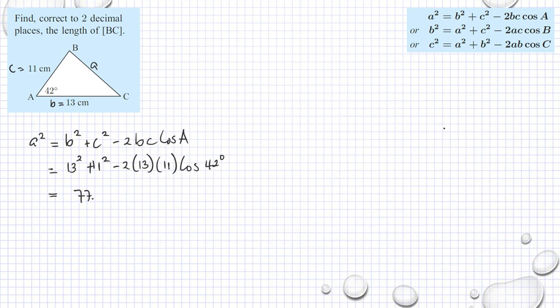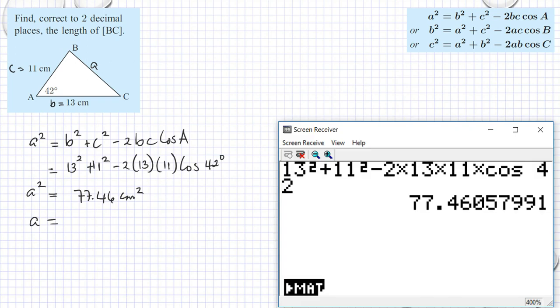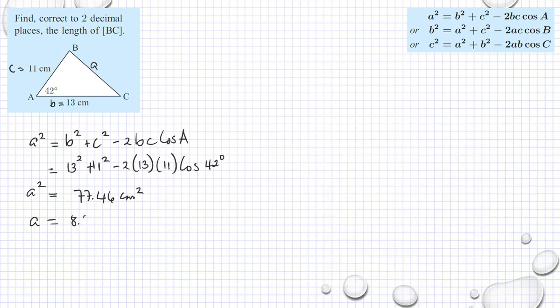77 point, what did I say? 46. Then we know it's centimeter, so it should be square centimeter, still square centimeter, A squared. And our A is, I forgot that we have a square, so we have the square root of our answer. I will put ans there. That means 8.80 centimeter.